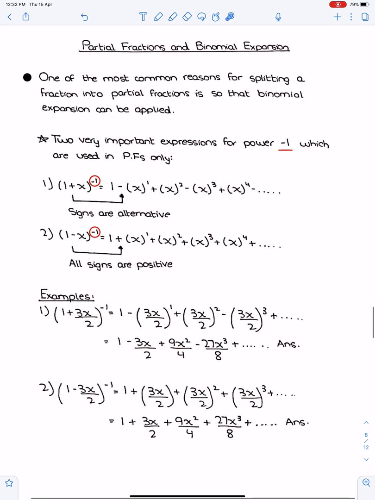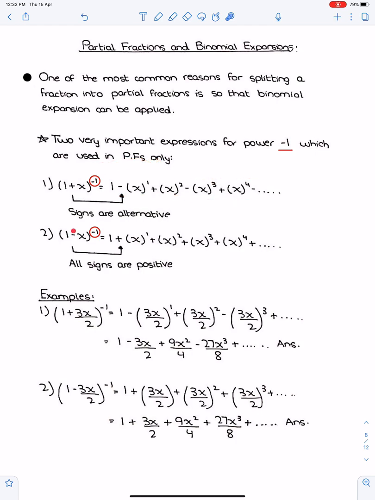Well, partial fractions and binomial expansions. One of the most common reasons for splitting a fraction into partial fractions is so that binomial expansion can be applied. Two very important expressions for power minus 1, which are used in partial fractions only. So if the power of the expansion is minus 1, you can use this rule. When the sign is plus between the terms and the power is minus 1, this expansion can be expanded directly in this way. This is the direct expansion.